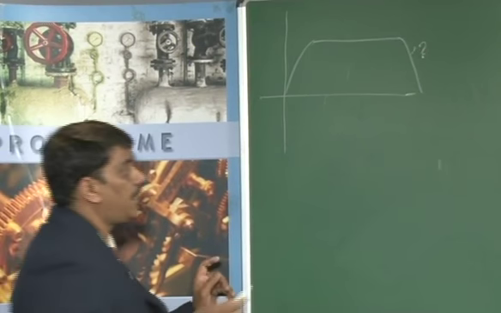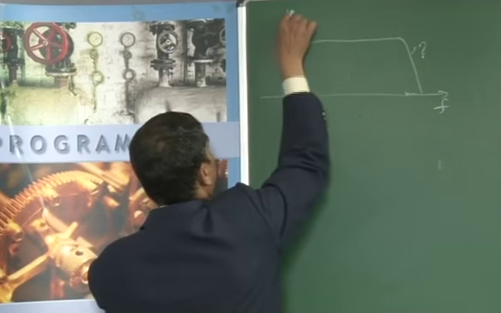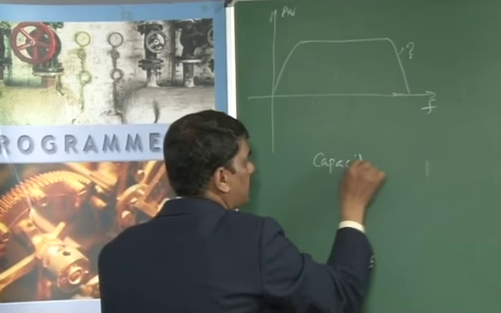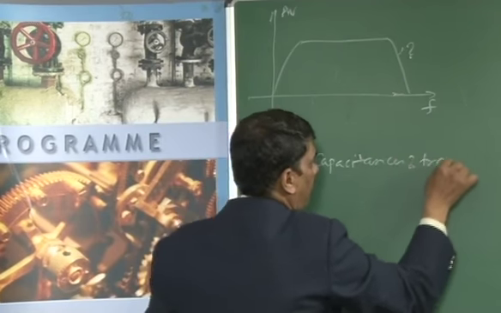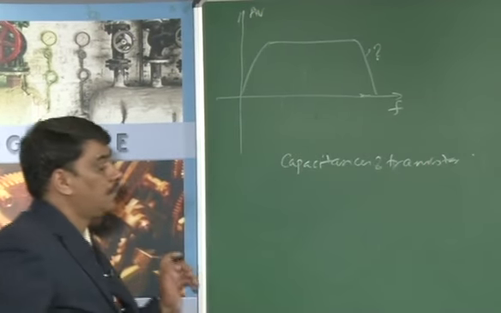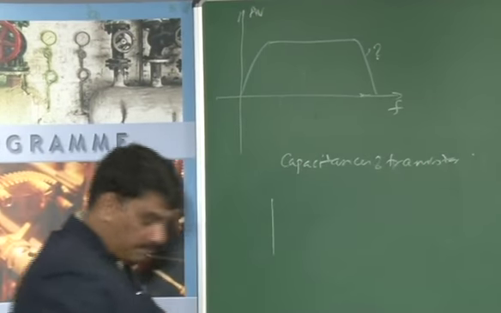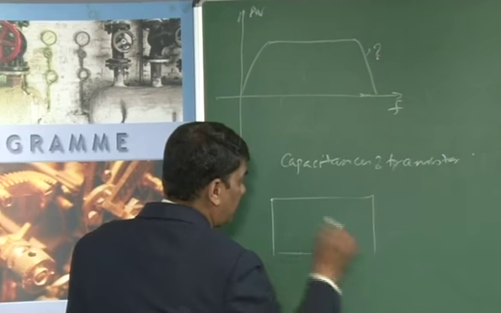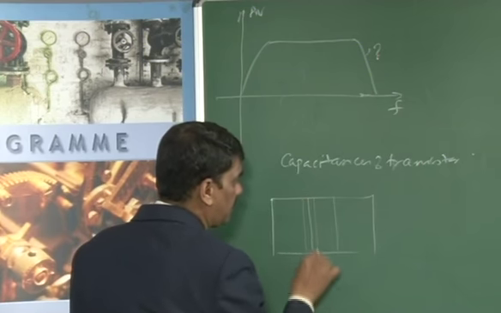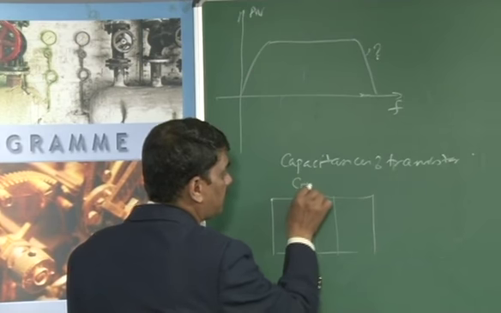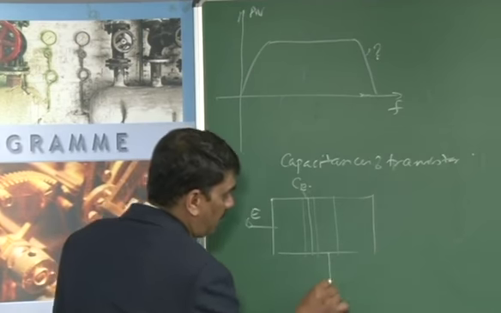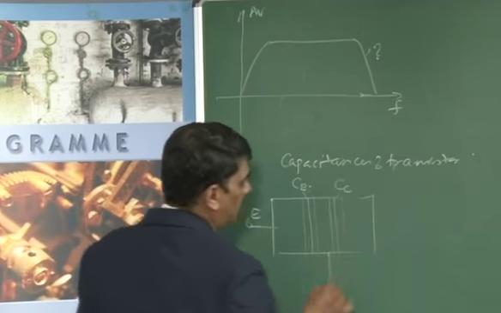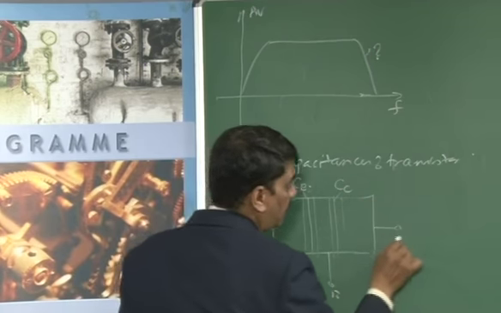This reduction in gain at high frequencies is due to the internal capacitance of a transistor. This implies that if you consider this transistor model, you have two junctions, and these two junctions act as parallel plate capacitances. This junction capacitance is denoted with CE. This is the emitter base, and then this junction acts as another parallel capacitance. This junction is denoted with CC. It is because B is common for both the collector and the emitter.